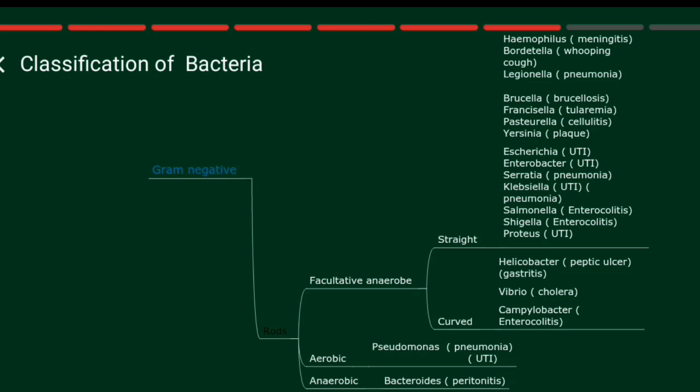For the curved facultative anaerobes, we have Helicobacter, which causes peptic ulcer and gastritis. We also have Vibrio, which causes cholera. We have Campylobacter, which causes enterocolitis. Okay guys, let's move on to the gram-negative aerobes. We have Pseudomonas, which causes pneumonia and UTI. And for the gram-negative anaerobes, we have Bacteroides, which causes peritonitis.